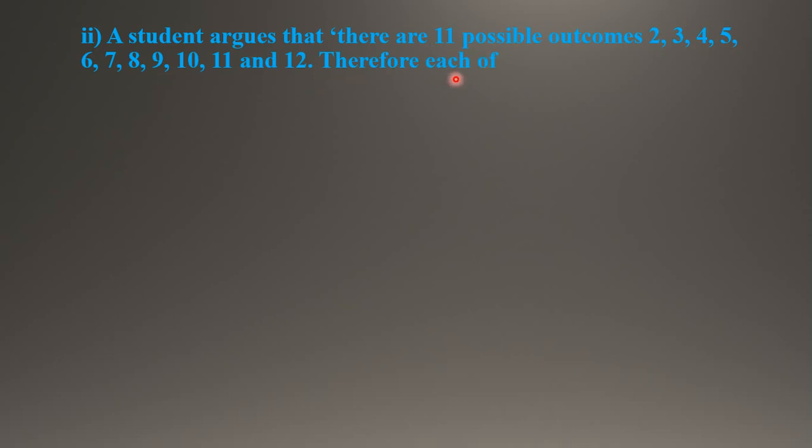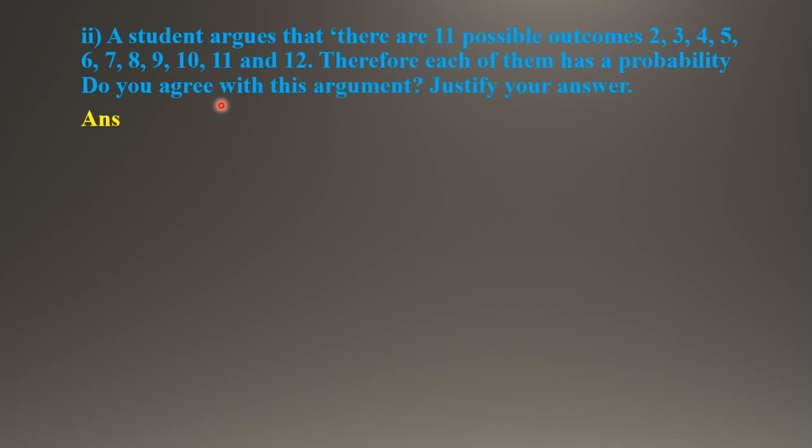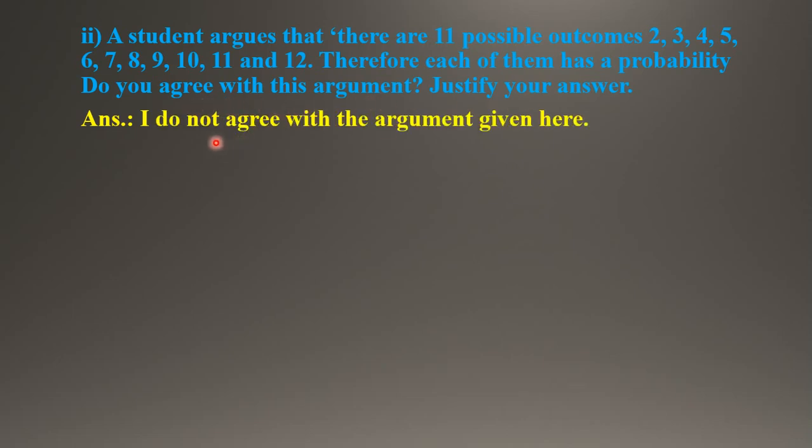Next, the second part. A student argues that there are 11 possible outcomes: 2, 3, 4, 5, 6, 7, 8, 9, 10, 11 and 12. Therefore, each of them has a probability of 1 upon 11. Do you agree with this argument? I do not agree with the argument given here. The justification has already been given in part first. The probabilities are 2 upon 36, 3 upon 36, and so on.